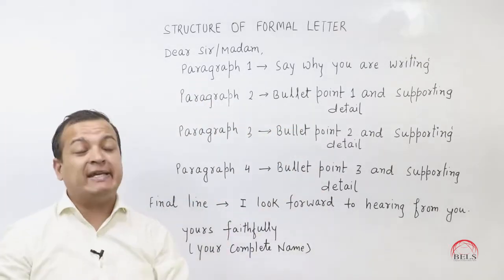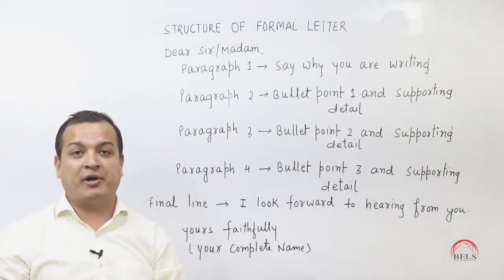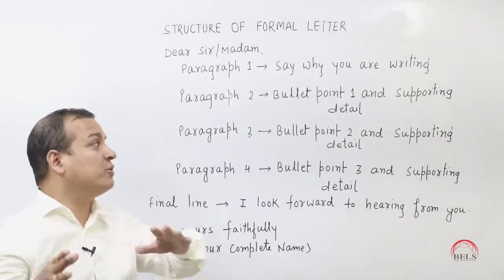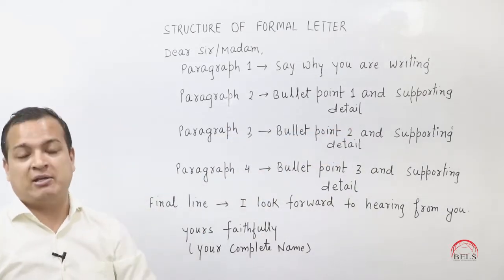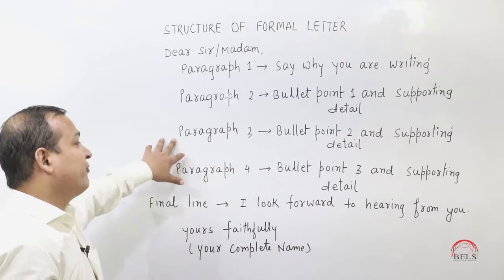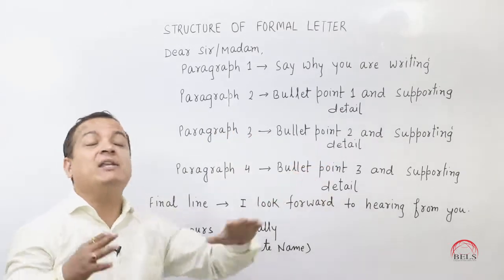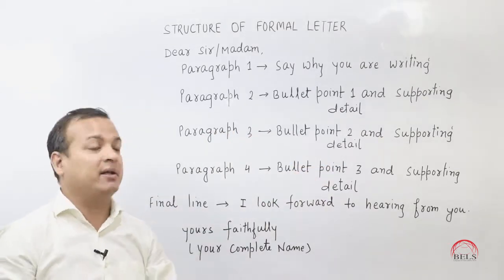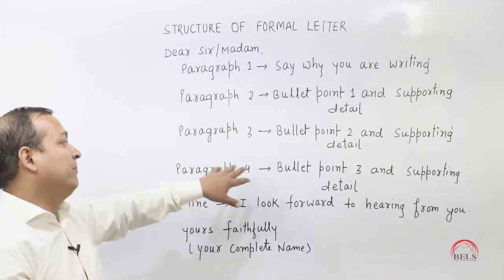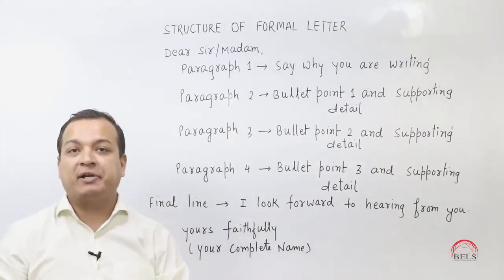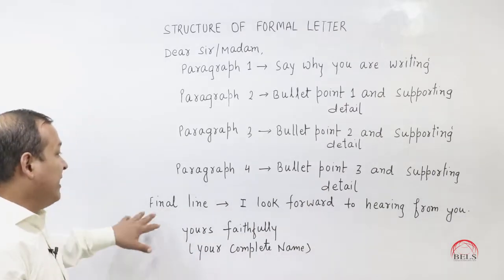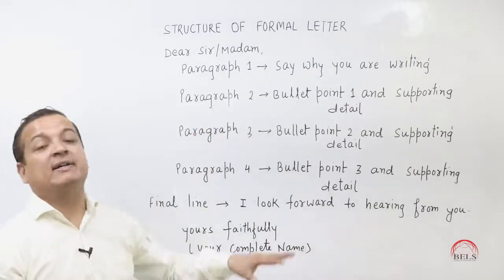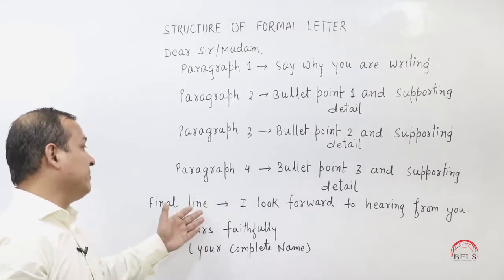Then paragraph 2 will be a bullet point. You know that in the letter you get 3 bullet points which you have to use. So use those bullet points in detail, and explain each bullet point with supporting detail. Then paragraph 3 will be bullet point 2, and you'll support that in detail. And then for paragraph 4, you'll use bullet point 3 from the question itself, and then support it with the detail.